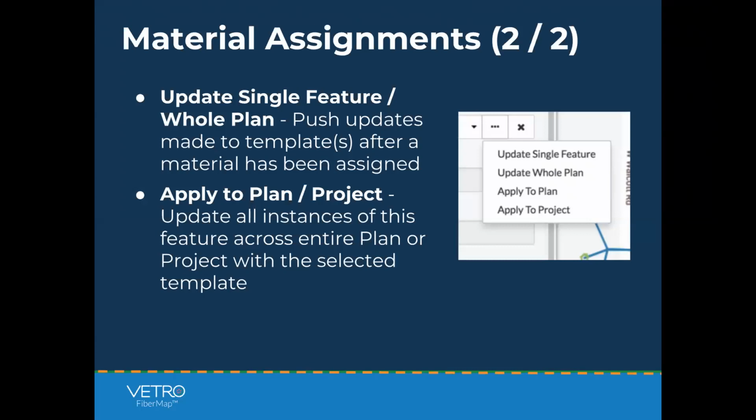So once you lock a material assignment in for a network feature, future changes to the template are not reflected or pushed retroactively. We designed it this way so that you could capture legacy costing. But if you want to, you can come in here and push those updates for a single feature or across all instances of that feature in a plan. And when you're doing the assignment in the first place, you can apply your template to this one feature, or you can apply the template across the entire plan or across the entire project.